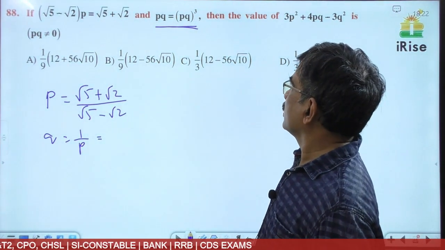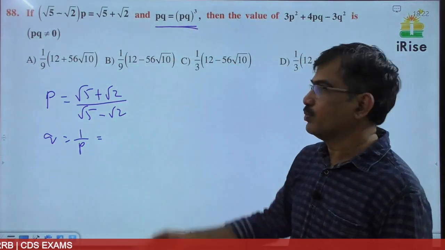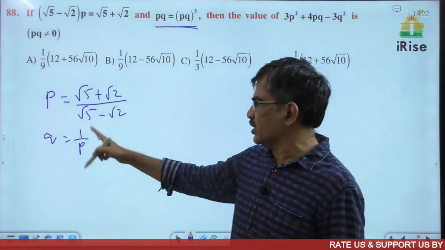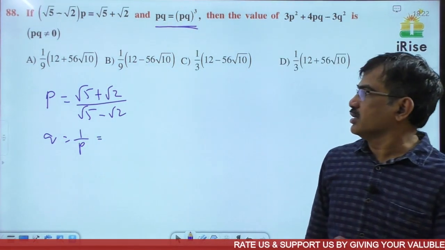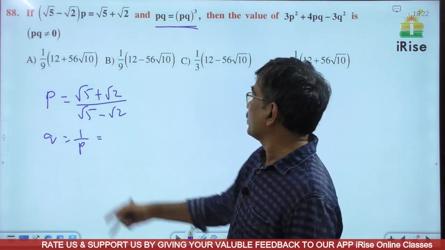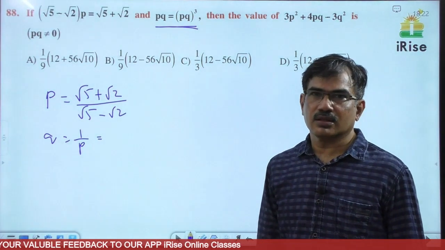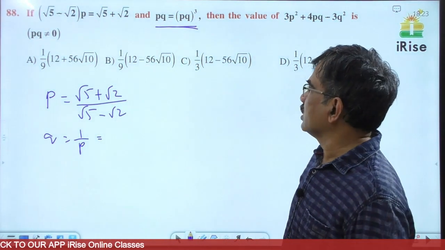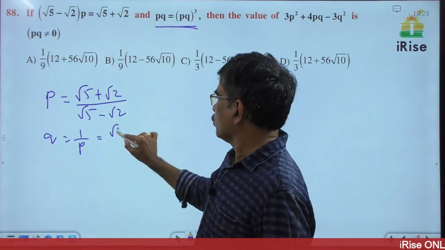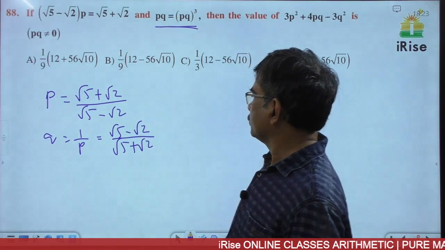So therefore, if pq is minus 1, the whole cube is also minus 1. If pq is 1, the cube is also 1. So either q is equal to 1 by p or minus 1 by p. The value is clearly not given, so I want to consider q as plus 1 by p. Okay, then what is the answer for this question? See, q is nothing but root 5 minus root 2 by root 5 plus root 2.